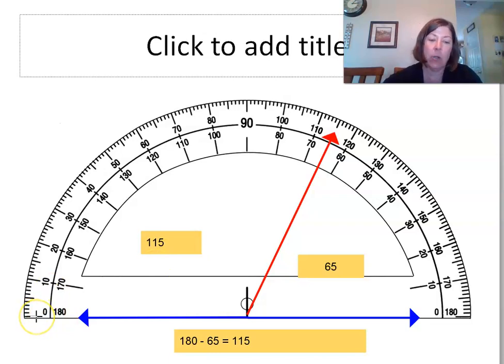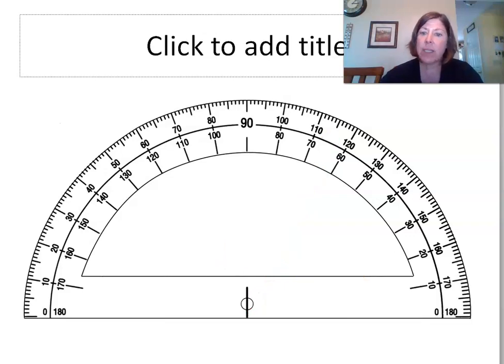Now, again, I can check that. I can start at the 0 over here. 0, 10, 20, 30, 40, traveling all the way around, 100, 110, 115. I can also check myself by adding 115 plus 65, which is going to bring me back to 180.